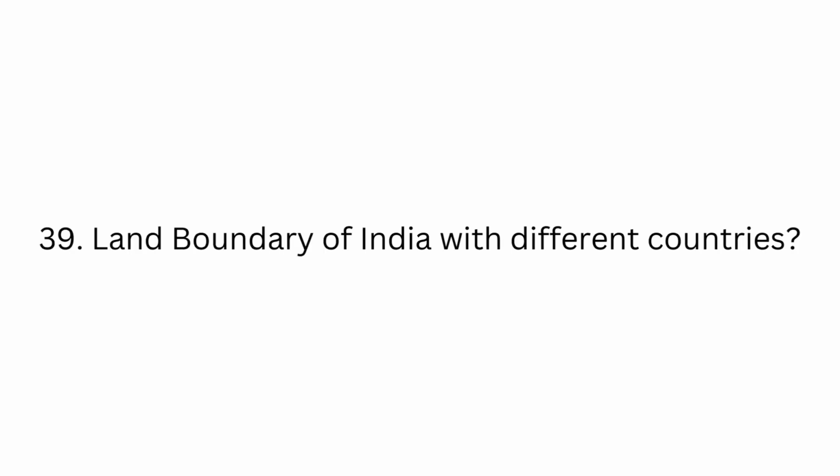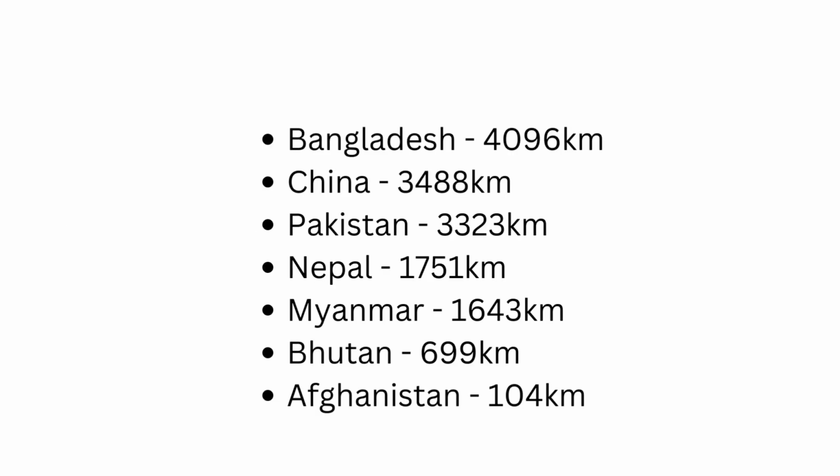This is our second last question. So the land boundary of India with different countries, and it is the distance which we have in comparison with other countries. So it is in descending order. First the most is with Bangladesh, that is 4096 kilometers.